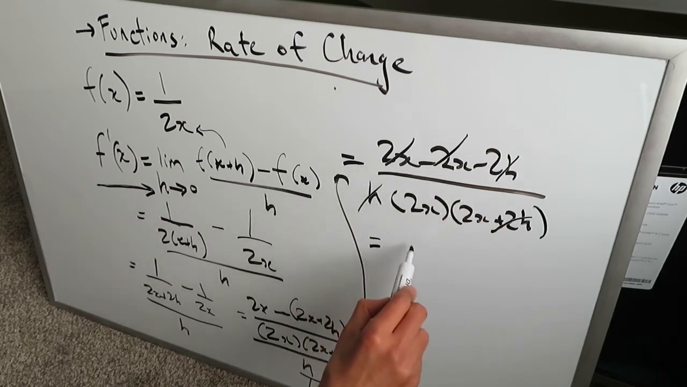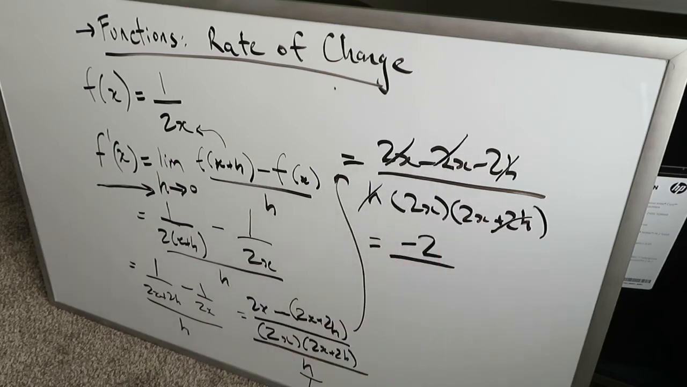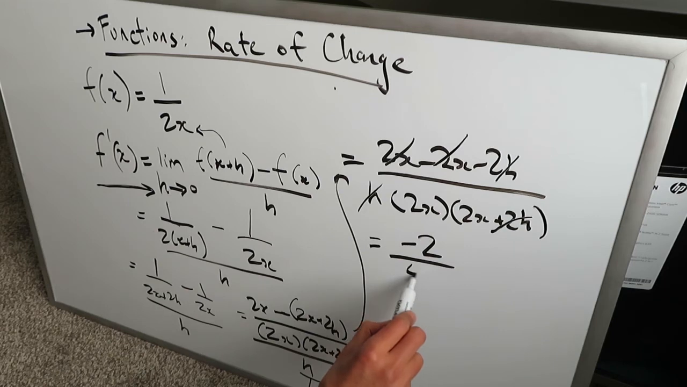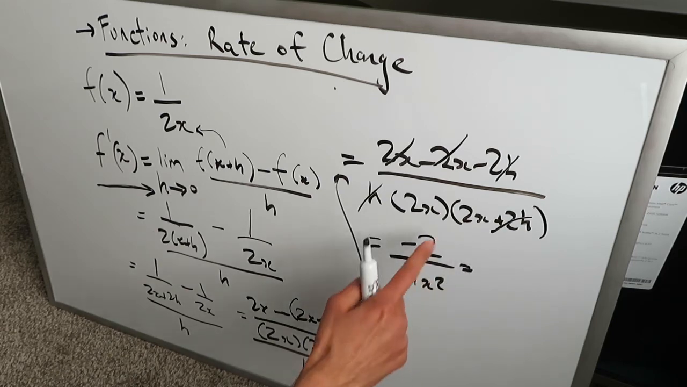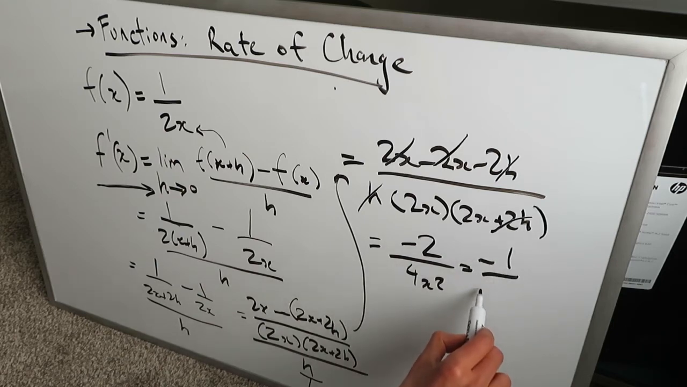What do you end up having on the top and on the bottom? On the top we have a minus 2 because that's the only factor remaining. On the bottom we now have a 2x times 2x, which is a 4x squared. But we can simplify this, 2 and 2's, these are even numbers. Our final answer here is a minus 1 over 2x squared.